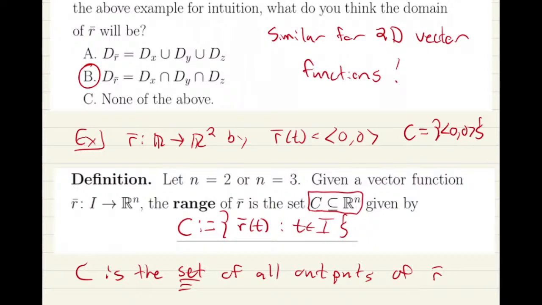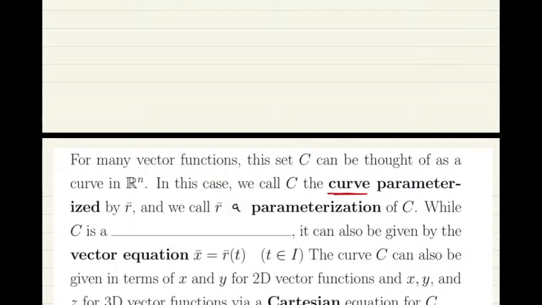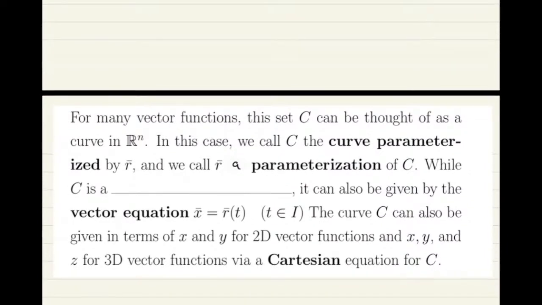Okay, awesome. Why do we use the letter C, by the way? Why not R for range? Wouldn't that make more sense? Well, we use C because we think of the range of these vector functions, if we actually draw the graphs, as curves. We call them curves. Therefore, C is a natural letter to use. So here's the story. For many vector functions, the set C can be thought of as a curve in Rn. In this case, we call C the curve parametrized by R.